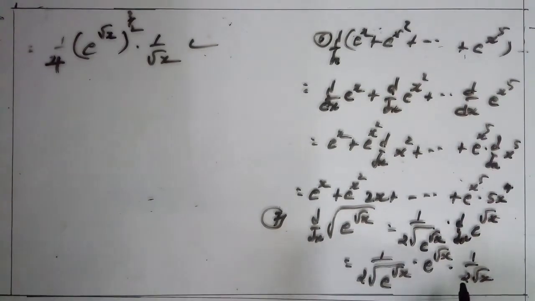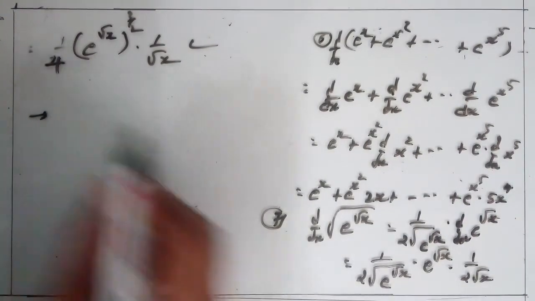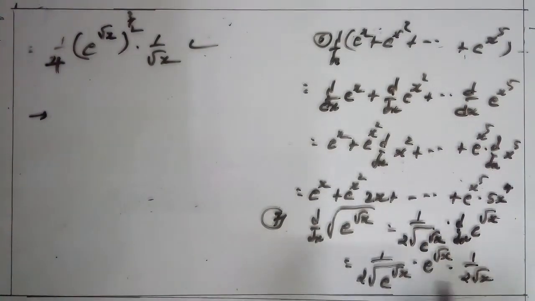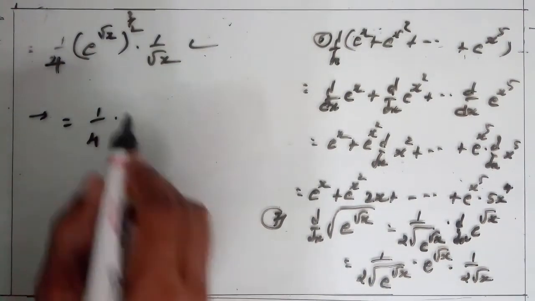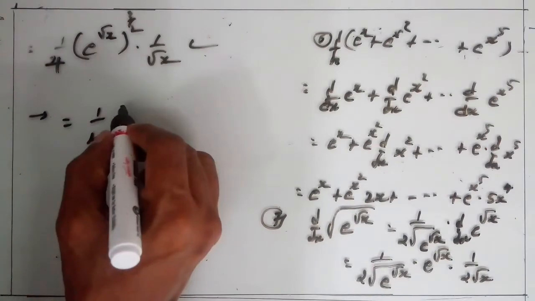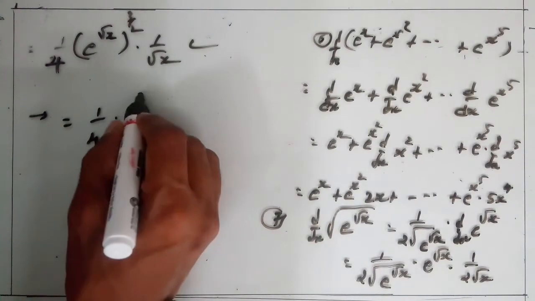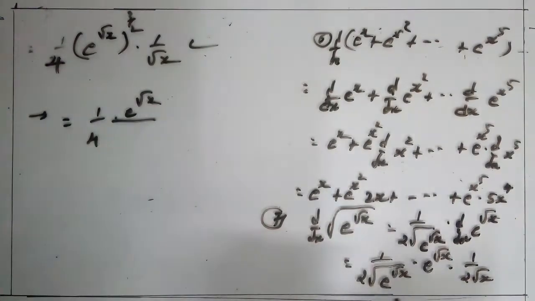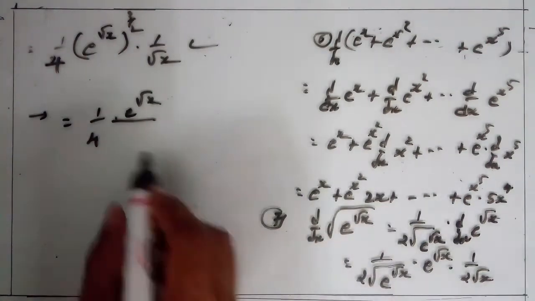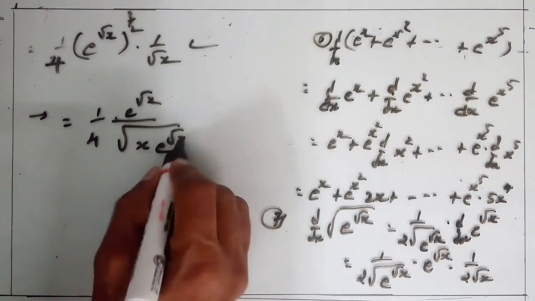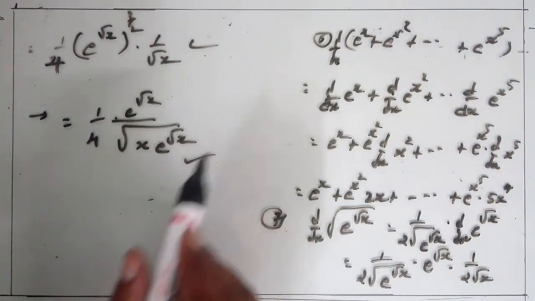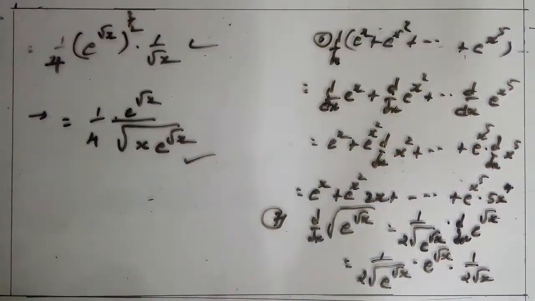Or sometimes you find this type of answer. Here 1 upon 2 into 2 is 4, into e^(root of x) upon root of e^(root of x), and the root of this is the root applied to both terms, root x into e^(root of x). Clear? So this is also a correct answer. Both are the same and correct.